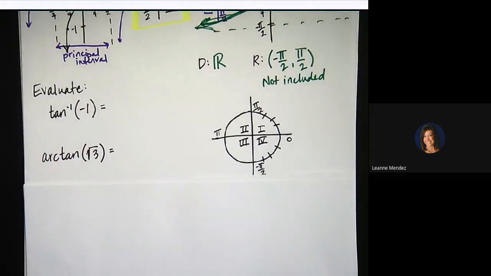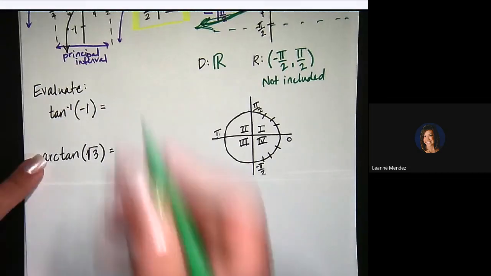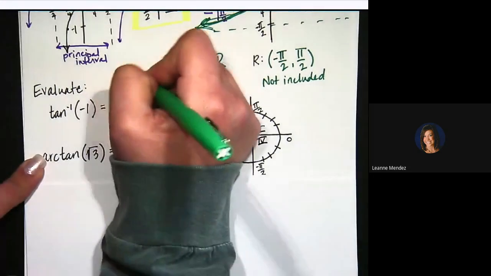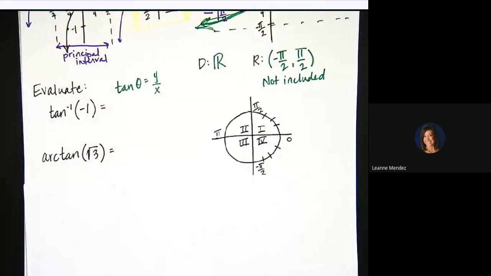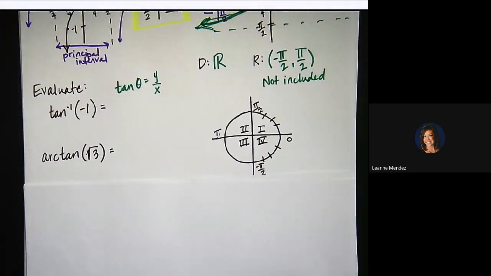Okay. So tangent inverse of negative 1. So remember, tangent is the reciprocal of y over x. So we have all the ratios with all of these values. When I make that ratio of the y coordinate over the x coordinate, when does it reduce to negative 1?